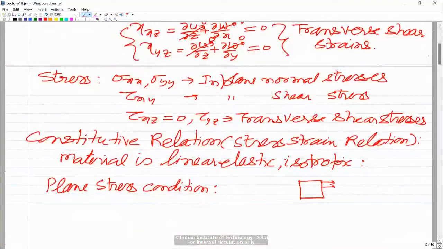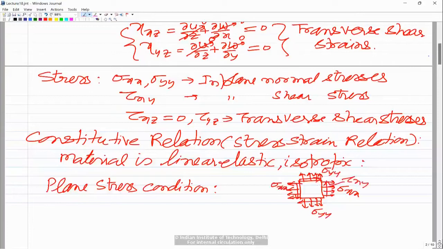So you have this sigma xx, and positive normal stress is along the outward normal to the surface. If the outward normal is along the plus x direction, then the positive stress is along the plus x direction. If the outward normal is along the negative x direction, then the positive stress is along the negative x direction, and similarly for y. So these are the normal stresses. This would be the shear stress, tau xy.